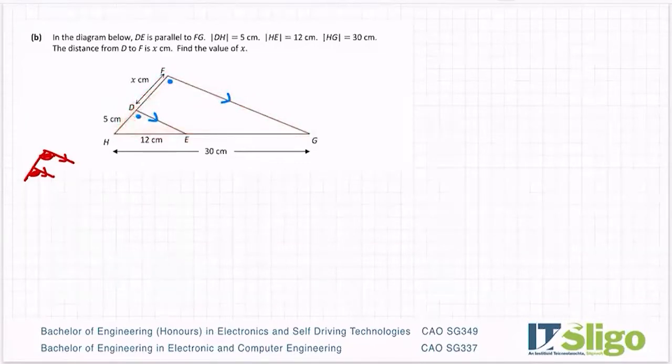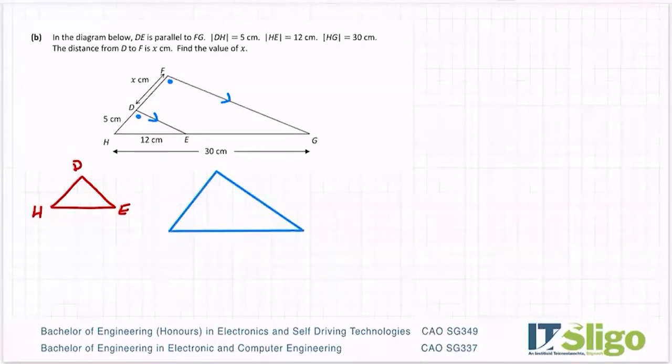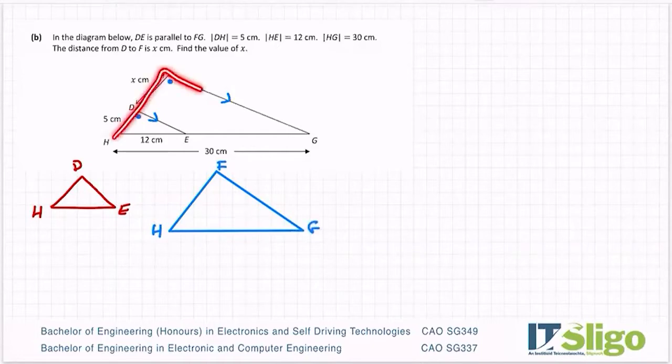Okay, so I'm going to draw out those two triangles. Just delete off the corresponding angles. Okay, so there's one triangle, H, D, and E. And then the other triangle is a bit bigger. And that's H, F, and G. So the big triangle is this one. The small triangle is this one.